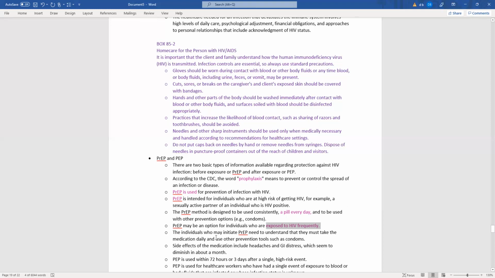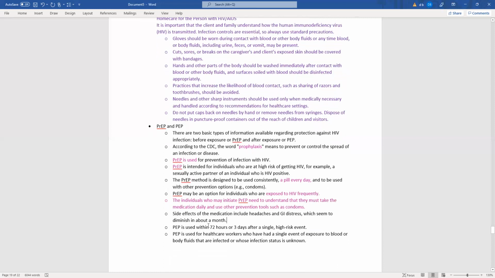But anyway, the individual who may initiate PrEP needs to understand that they must take the med daily and use other prevention tools such as condoms. I already said that. It just wants you to know that again, so let me highlight that. Side effects of the meds include headaches and GI distress, which seem to diminish in about a month.